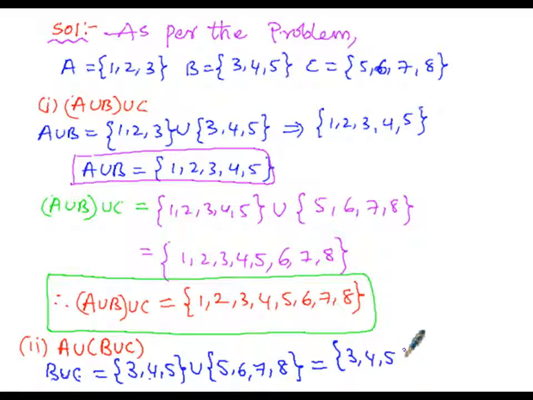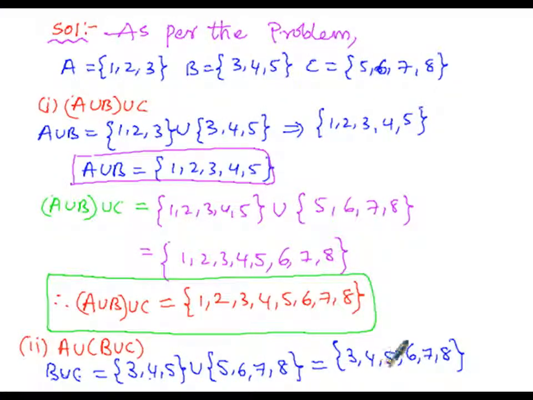Then now here we have to include 5, 6, 7, 8, so that no element is repeated. 5 is already occurring, so we need not include it. 6, 7, 8 are not present in these, so we can include 6, 7 and 8. In this manner, 3, 4, 5, 6, 7, 8 are the elements of set B union C. So B union C is equal to the set consisting of 3, 4, 5, 6, 7, 8.